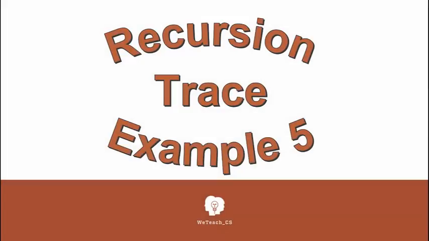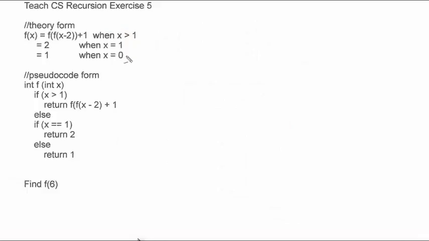In this example, we have a nested recursive call here, and again, two base cases. When x is greater than 1, we do a nested function call for x minus 2, the function of x minus 2 plus 1. When x is equal to 1, it's a base case, the value is 2. When x is equal to 0, the return value is 1.